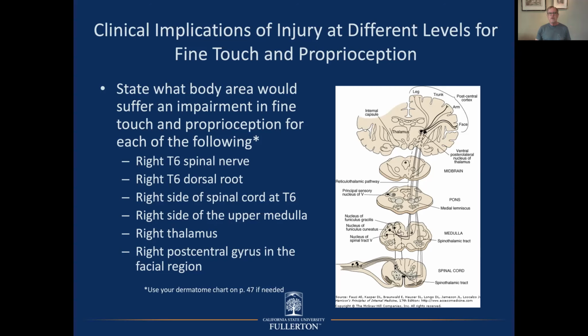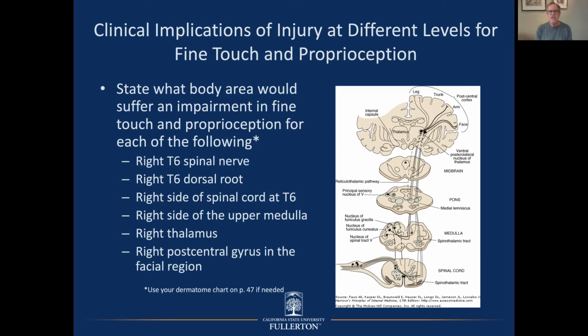Consider a lesion of the right T6 spinal nerve. Again, you get out your dermatome chart, page 47, and you're going to see that you would lose fine touch and proprioception in the T6 dermatome on the right. Proprioception, since it involves other things like movement and position, is not as easy to test and not as self-evident as simply testing fine touch, but it's very easy to demonstrate the loss of fine touch sensation in a particular dermatome.